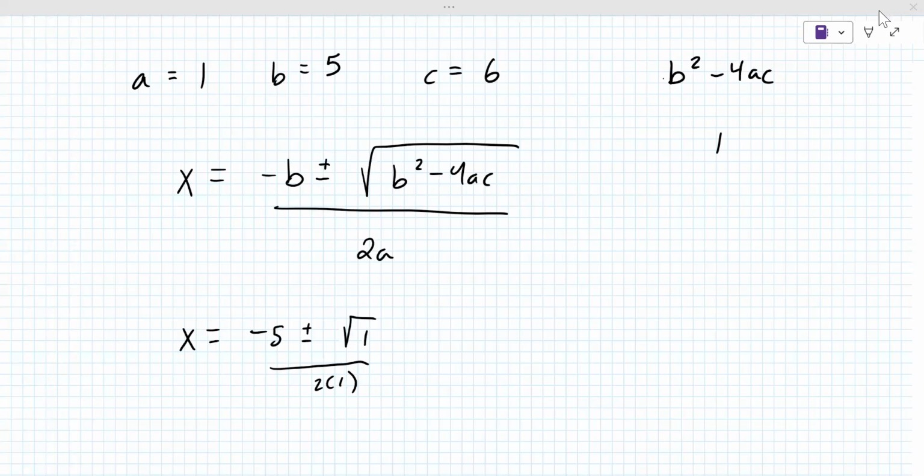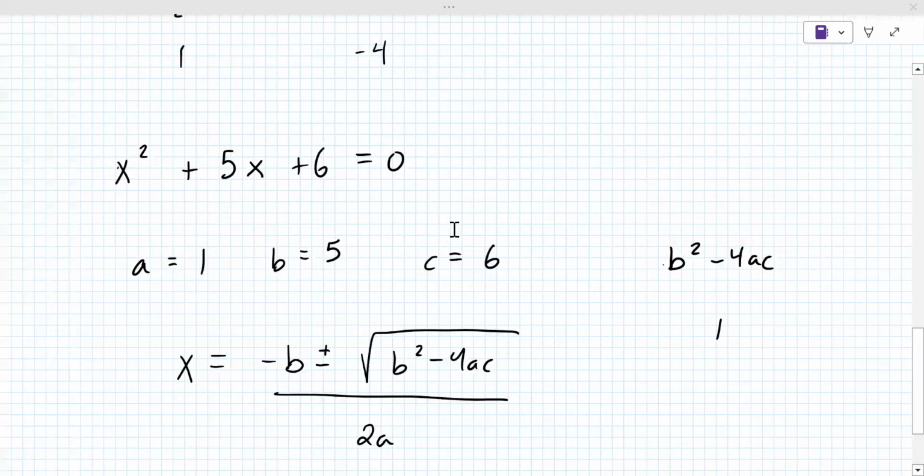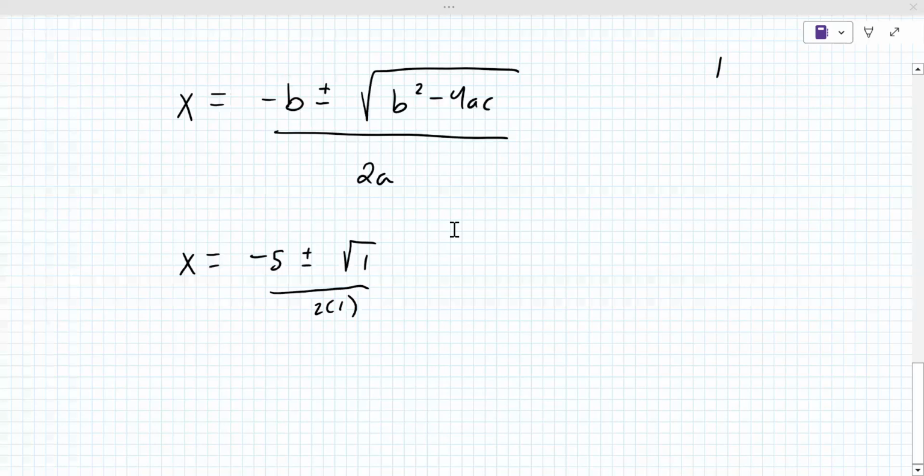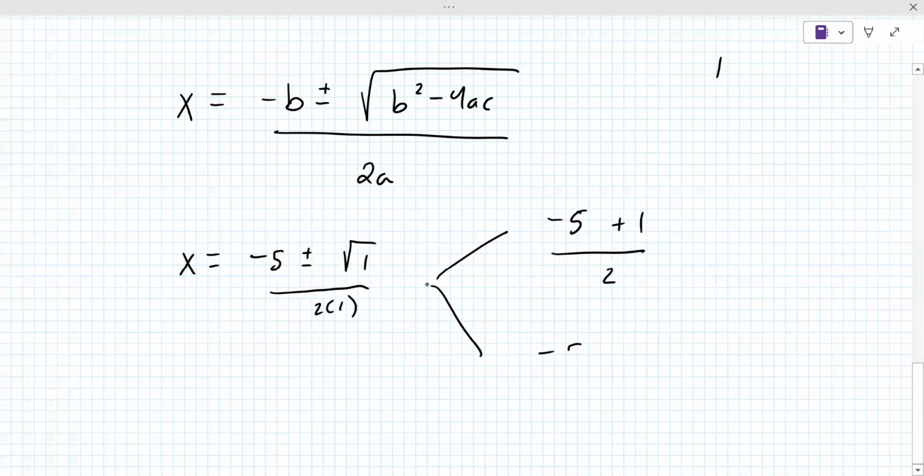2 and -3. You've got some sign errors on that. Let's look at that one more time. So it becomes -5 plus 1 over 2, and the other one is -5 minus 1 over 2. Is that similar to what you have written down or different? Yeah, that's what I have.